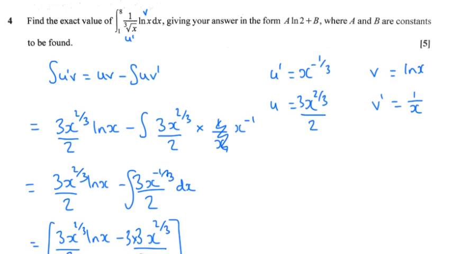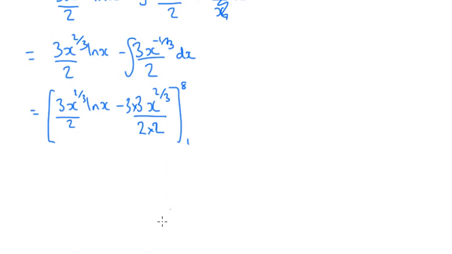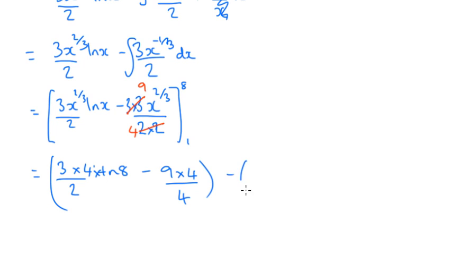And that was between 8 and 1. So that's going to give us a 9 there and a 4 here. So subbing the numbers in now, 8 subbed in when it's x to the power of 2/3, that's going to be the cube root of 8 squared. Cube root of 8 is 2, 2 squared is 4. So we're going to have 3 times 4 over 2, times by ln 8, minus 9 times that 4, this is 4 again, over 4.